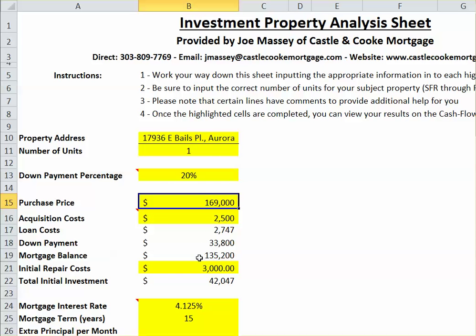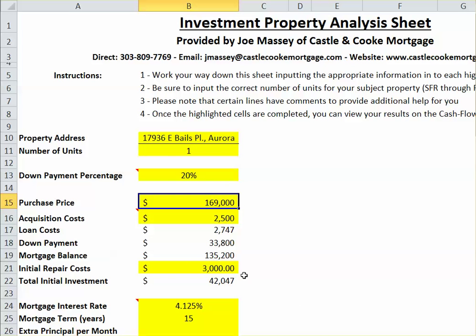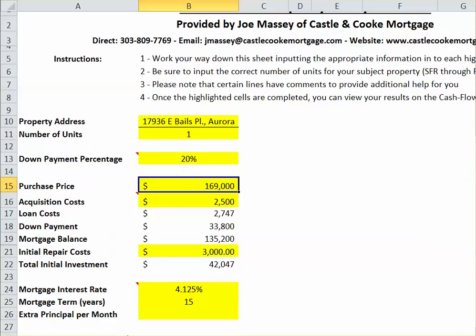His mortgage balance 135,200, and you will see that he actually did some repairs to this. In this case, he did about $3,000, basically paint and carpet. It was in pretty good shape. We did our inspections. Everything came out fine. But he did put a little money into this to get it rent ready. And then what you see is the total that he came to the table with for $42,047. That is the check he wrote at closing.